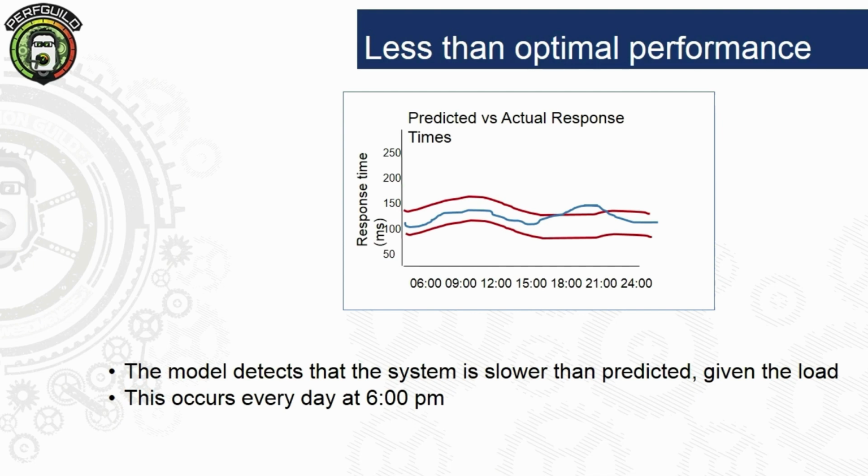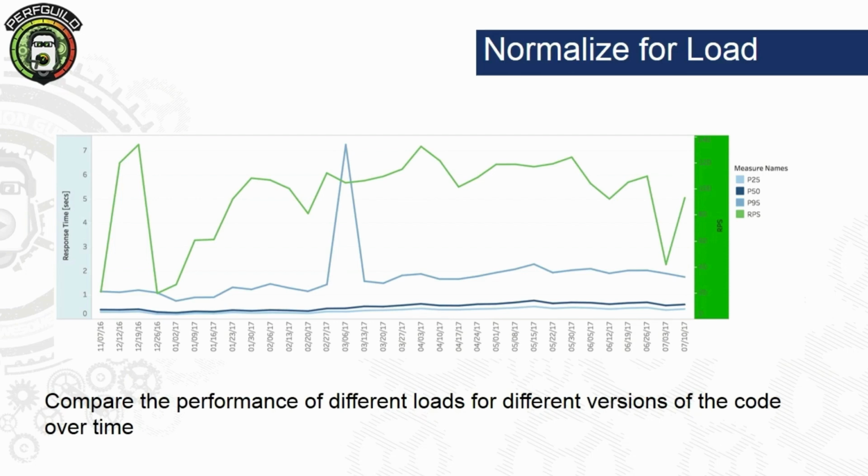But the model had a much greater precision and could detect small changes. And this increase could impact the user experience. When I did some investigation, I found out there was a batch job kicking off every day at 6 p.m., and it was causing a small slowdown. Now, it may not seem like much, but in e-commerce, milliseconds are money, and this detected that the system was performing less than optimal. The third use case is training over time for different load profiles.